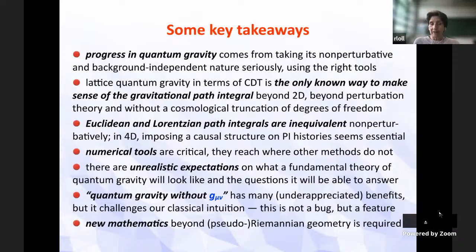So what I'm advocating, and what comes out of looking at things non-perturbatively, is what I call quantum gravity without G mu nu. So what does that mean? Well, we're in a regime of the theory where tensor calculus not only is not readily available, but I would argue is just not the right tool to describe it. So we are talking about a very non-perturbative regime, a highly quantum fluctuating situation. There is no background, there are no coordinates, and well, G mu nu goes out of the window.